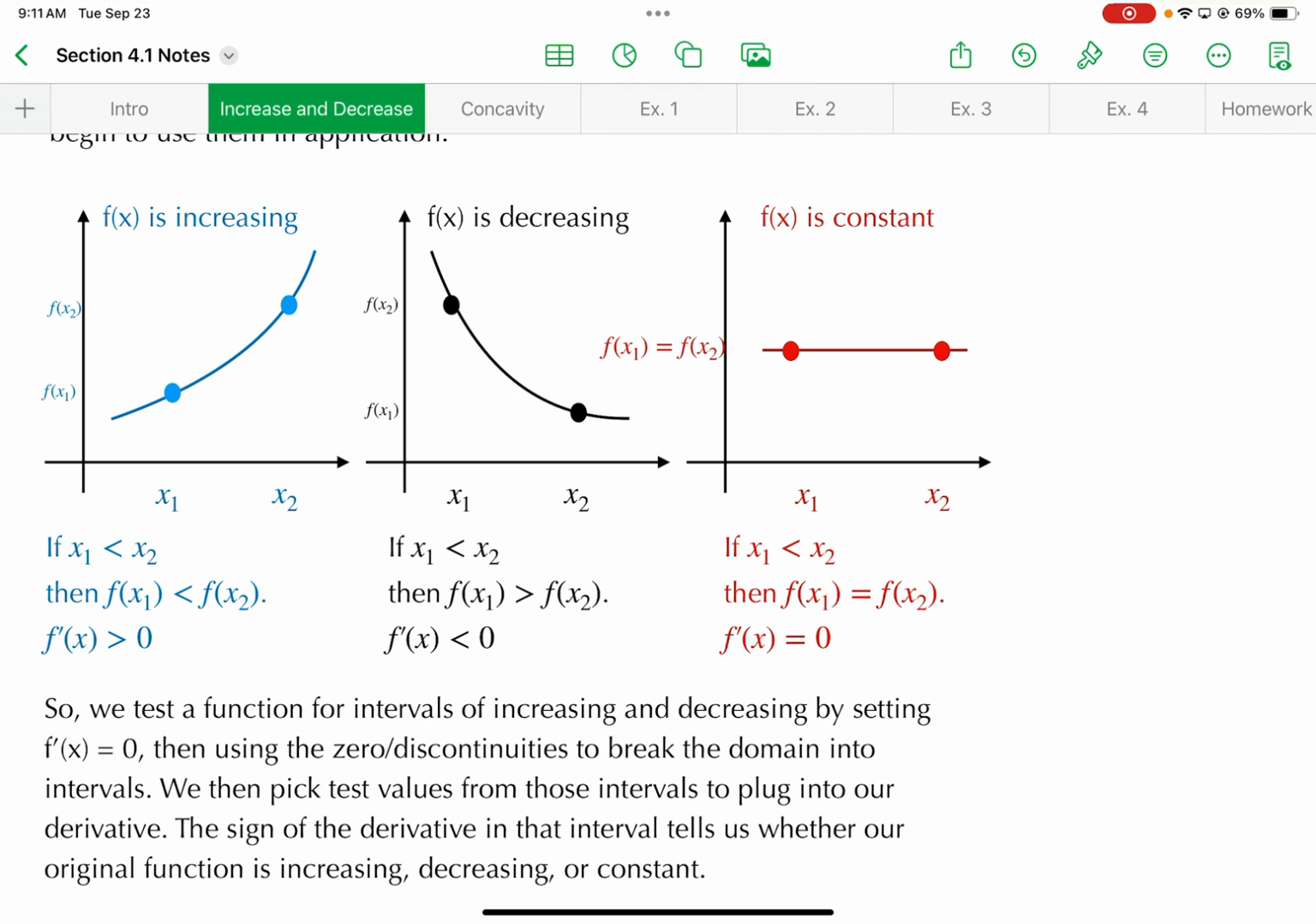Here we have an increasing function. If we very quickly sketch what our tangent lines look like, our little tangent lines going along our graph here, you would obviously be able to see we have some positive tangent lines on our graph. That's because our function is increasing. So if x1 is less than x2, then f of x1 is less than f of x2. And moreover, our derivative is positive. That's the important part.